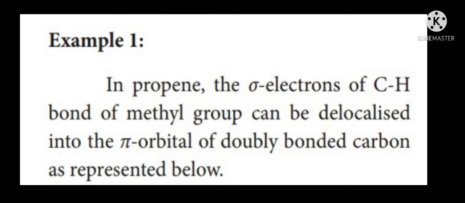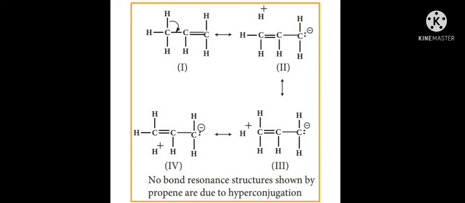Consider example 1. In propene, the sigma electrons of the CH bond of the methyl group can be delocalized into the pi orbital of the doubly bonded carbon, which is shown here. In this structure, the sigma bond is involved in resonance and breaks in order to supply electrons for delocalization, giving rise to three canonical forms. Consider structure 2, structure 3 and structure 4.